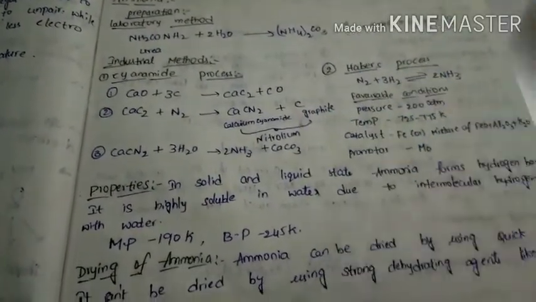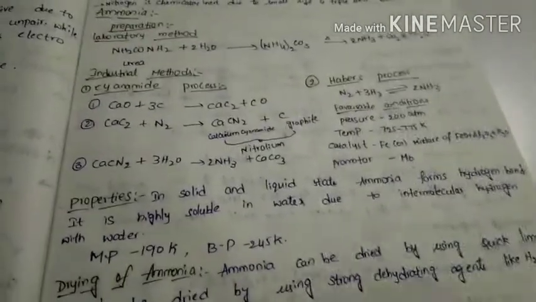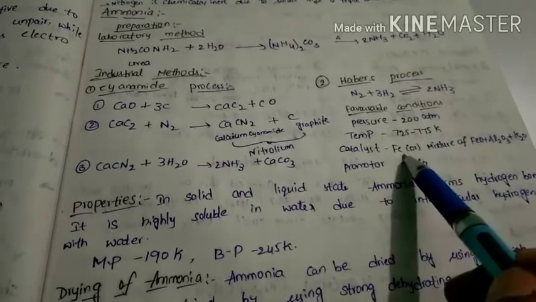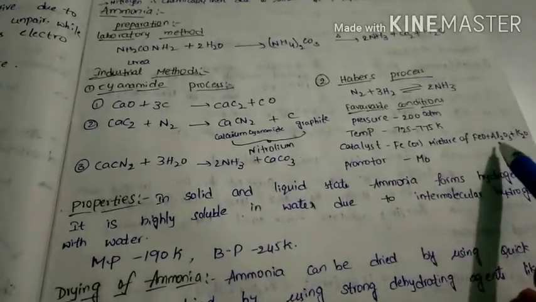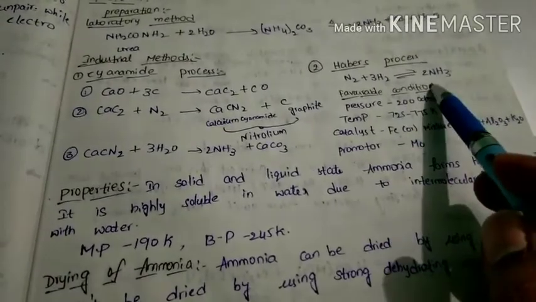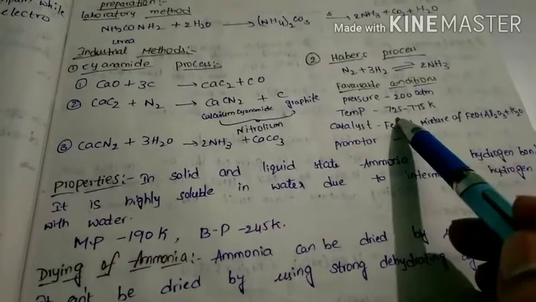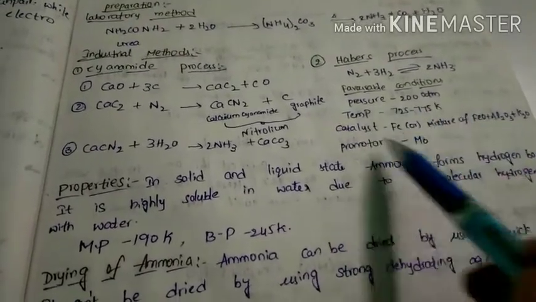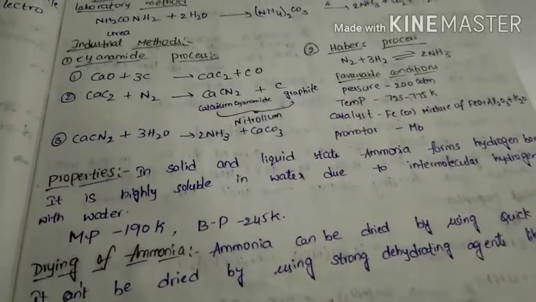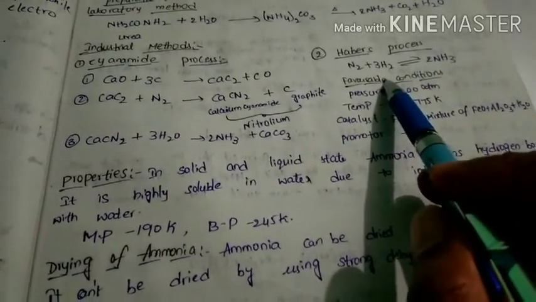Haber's process, that means by using Haber's process we can make ammonia. When nitrogen gas is passed through hydrogen gas in the presence of iron metal or a mixture of FeO or Al2O3 or K2O, then also we get ammonia, with the pressure of 200 atmosphere and the temperature 725 to 775 Kelvin. This we already discussed in the class 11 chemical equilibrium chapter. So this is also one of the methods to prepare ammonia.